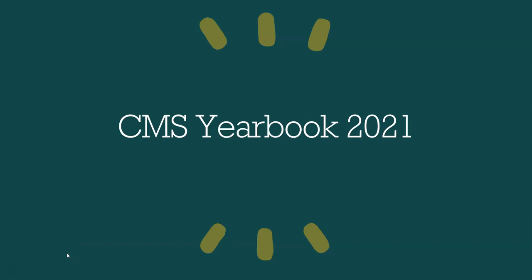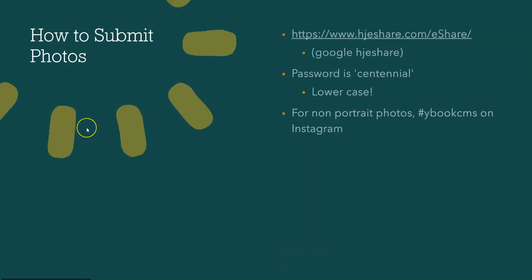Hello, Centennial families. These are the instructions for submitting photos to this year's yearbook, assuming that we remain off-site. Obviously, things will change if we are able to be back on-site, but until then, this is our plan. There are two different categories of photos that we'll submit, portrait photos and generic yearbook photos. The process is exactly the same for submitting both sorts of photos.